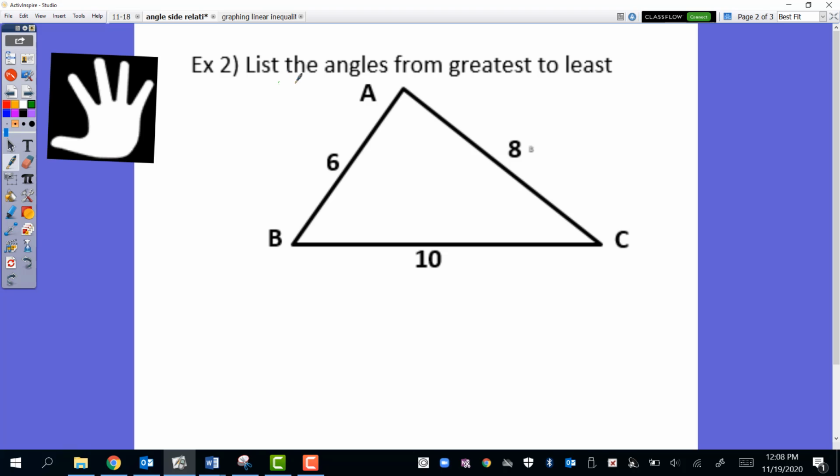For the angles, this one wants us to list the angles, and this time I have numbers on the sides. I don't have numbers on the angles. So this time we're going to be covering up the sides, not the corners. And this time our order is from greatest to least, so we're going big to small. So I'm going to write that down. I've got my large, and then my medium, and then my small.